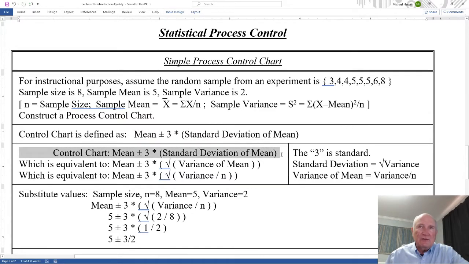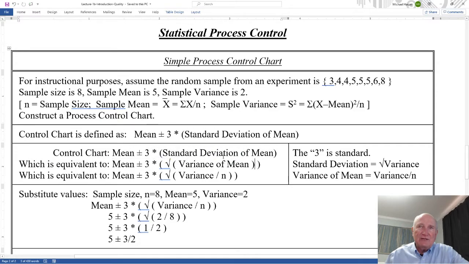The control chart definition is the mean plus or minus 3 times the standard deviation of the mean. Now that 3 there is standard. Some companies, some applications will change the 3 to a 2 or a 4, but 3 has been standard, which is equivalent to the mean plus or minus 3.